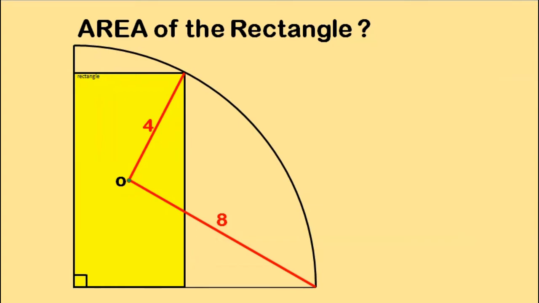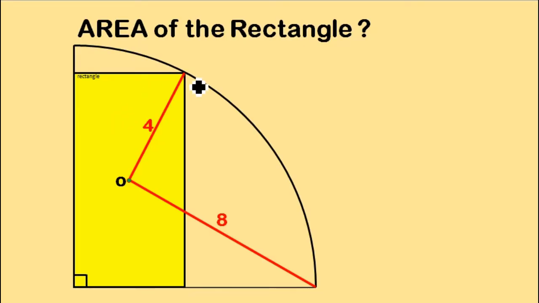Have a look at this radical geometry problem. So you've been told to find the area of the rectangle. How do we find the area of the rectangle? Now I want to show you the simplest means of determining the area of this yellow rectangle without using congruence.